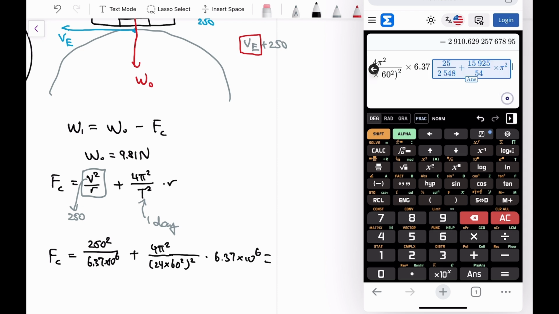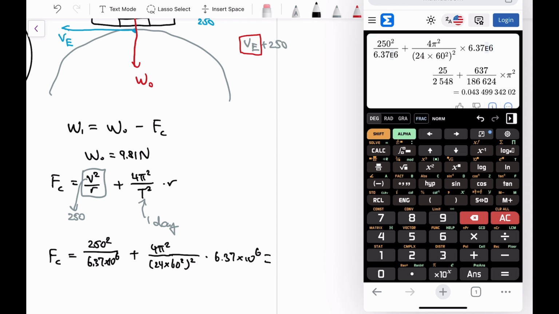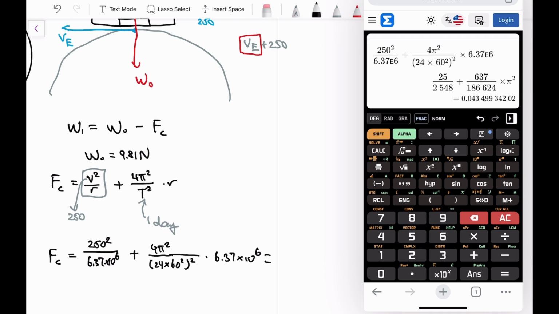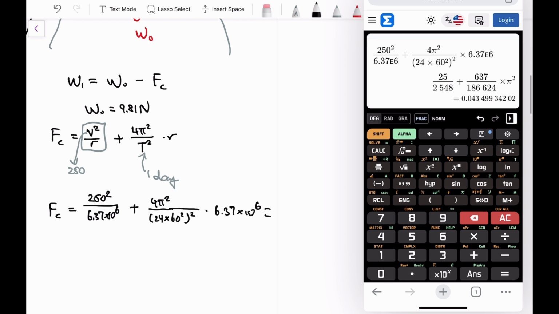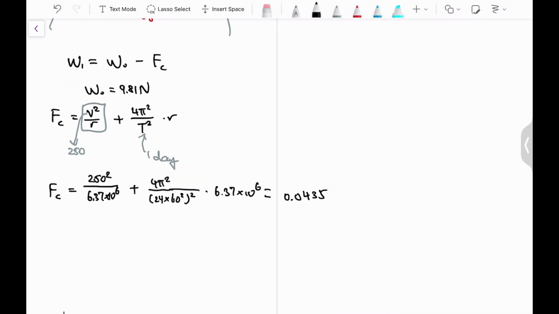times 6.37. Oh, what happened? Okay, and the answer will be, well, it's quite a small answer. Did I do something wrong? No, I don't think so. Let's just get along with this answer first. And so the force will be 0.0435 newtons, to three significant figures.